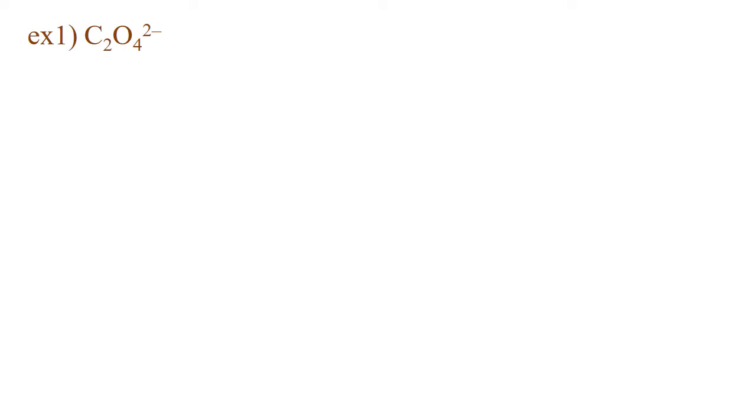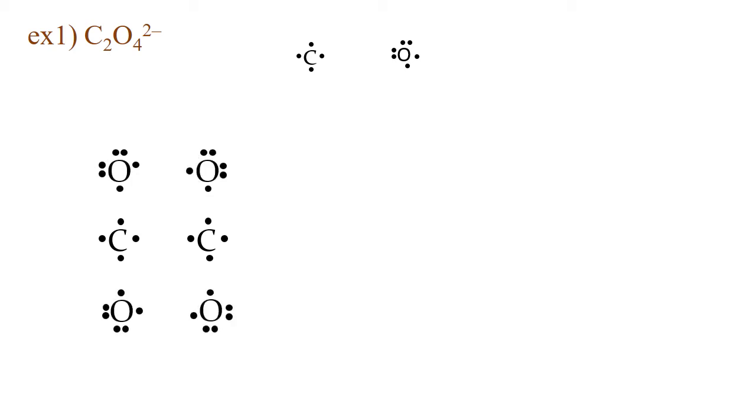Example 1: oxalate, C2O4 with a 2- charge. The carbons have 4 dots, so they can make 4 bonds. The oxygen has 6 dots, so we know it's able to make 2 bonds. Since carbon can make more bonds, we'll place it on our paper first. So I'll draw my carbon and my second carbon, and I'm going to write the 4 oxygens spaced out around the carbons. So maybe one on the top, bottom, looking pretty good.